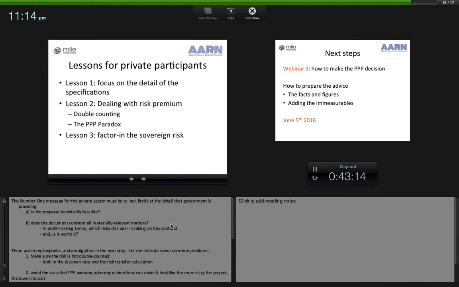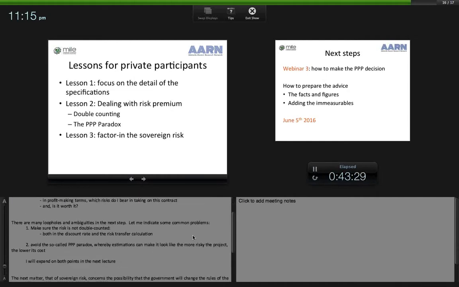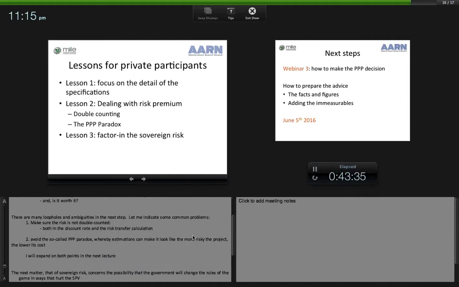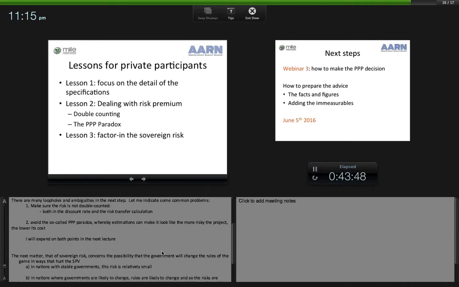The lesson for the private participants, the number one message has got to be that the private sector must look firstly at the detail that the government is providing. Is the proposal technically feasible? Does the document consider all the materially relevant matters? There are many loopholes and many ambiguities. In the next step, let me indicate some common problems. Make sure that risk is not double counted. That means that risk can be counted both in the discount rate and the risk transfer calculation. Many times there is double counting. And there's also a thing called the PPP paradox.